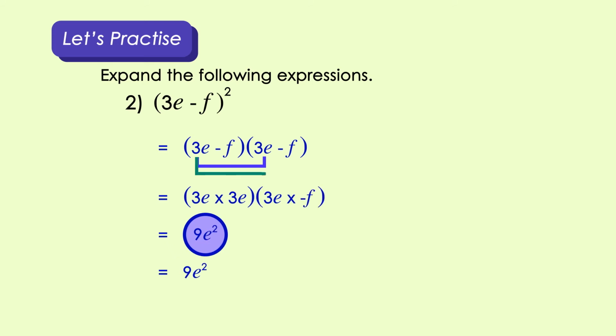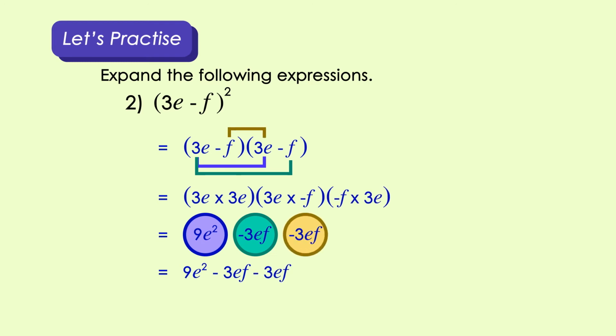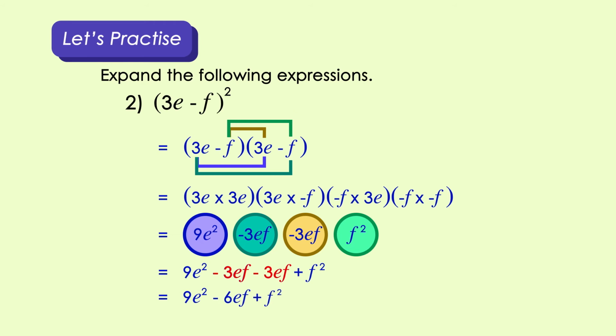When we multiply our next term, our like terms are negative 3ef. Next, multiply f by 3e, which will also give us negative 3ef. Adding the two like terms, we will get negative 6ef. The last term is f multiplied by f, and it is f squared. So our answer is 9e squared minus 6ef plus f squared.